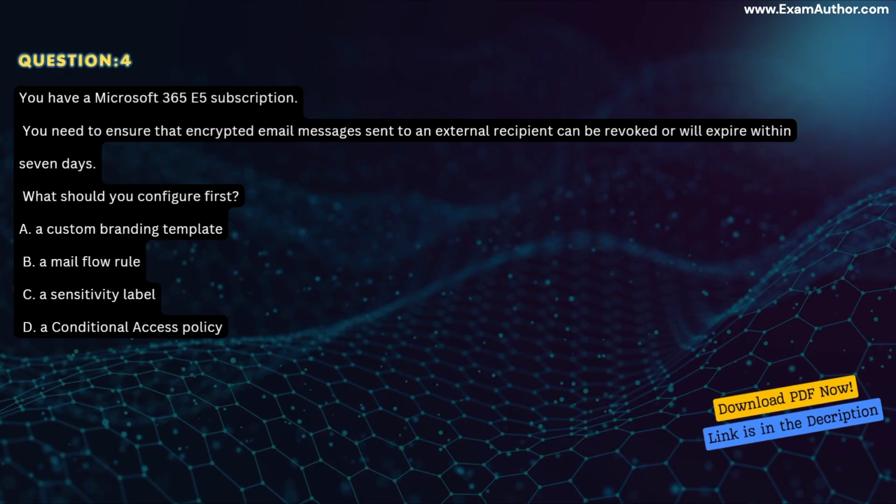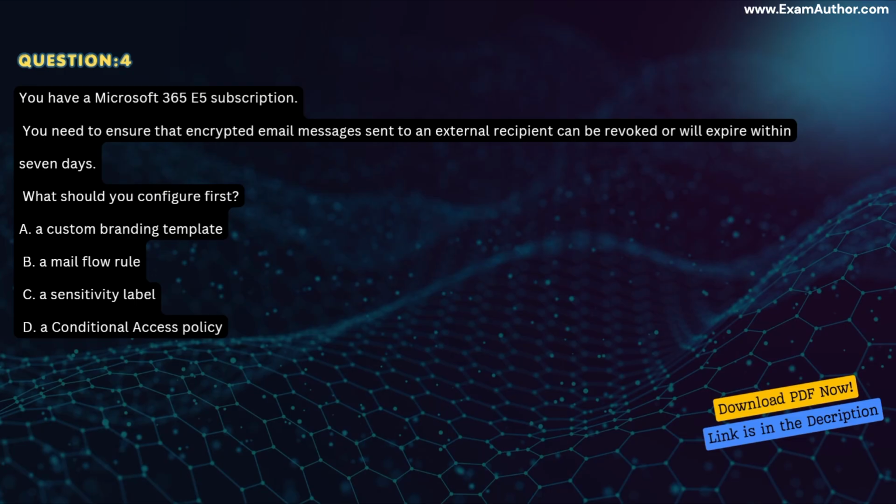Question 4. You have a Microsoft 365 E5 subscription. You need to ensure that encrypted email messages sent to an external recipient can be revoked or will expire within 7 days. What should you configure first?